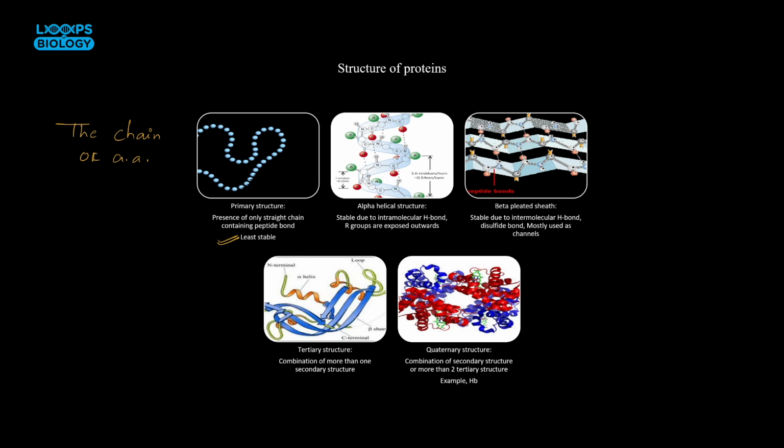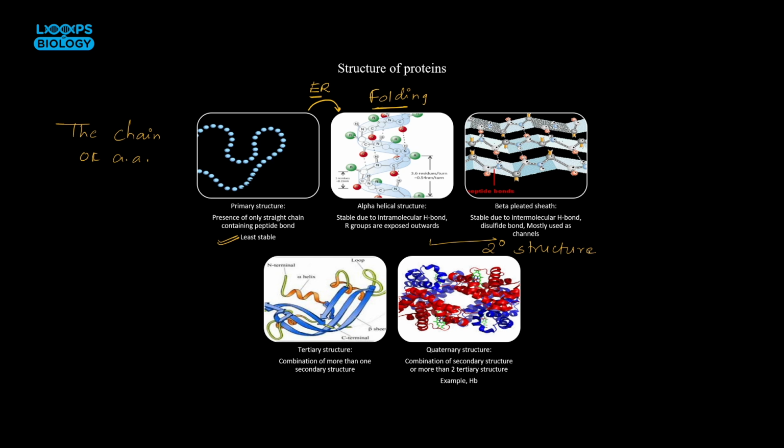As we are moving further, these proteins enter the endoplasmic reticulum, right? In the endoplasmic reticulum, there is going to be folding of this straight chain. That folding helps to form the alpha helical structure and the beta pleated sheet, and both of these belong to the secondary structure of protein.